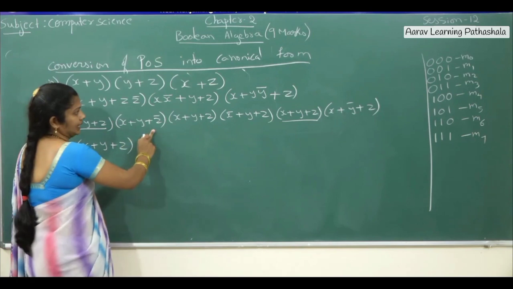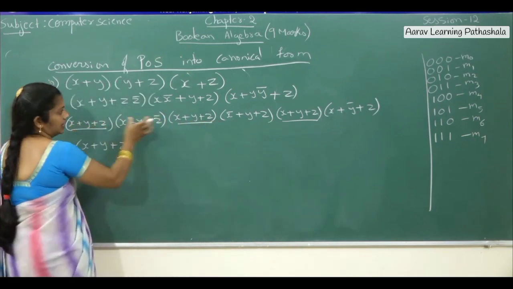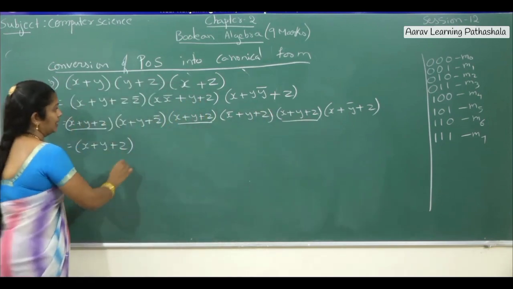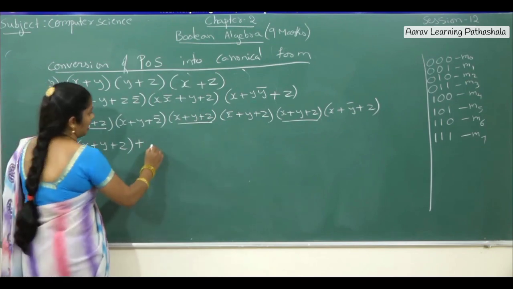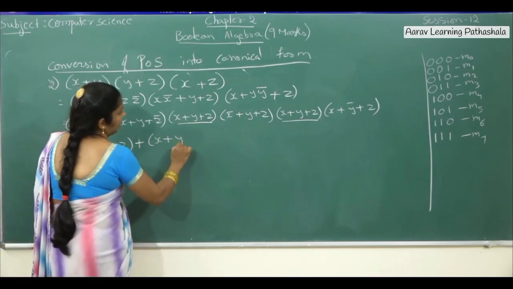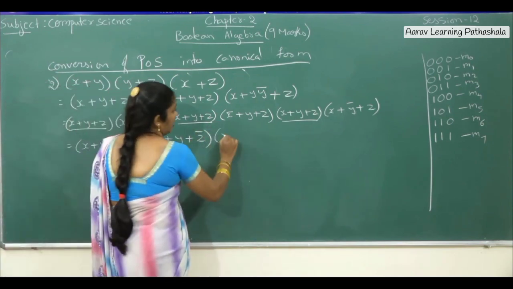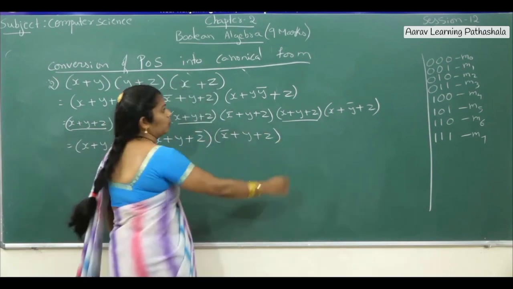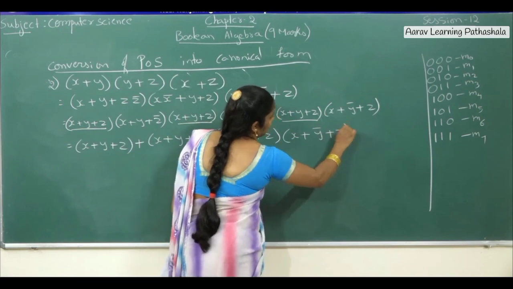Next, only for z. For this one also x, y, z. Three times we have x plus y plus z. Only one time we write it. Next, only for z is there any bar? No, only one time we have. Therefore, x plus y plus z bar. Only for x here we have bar: x bar plus y plus z. Here only for y we have bar: then x plus y bar plus z.